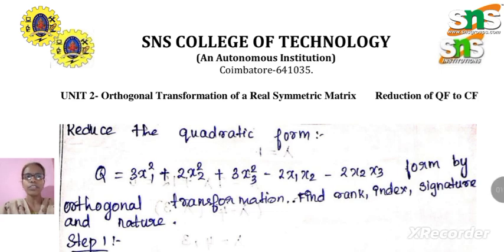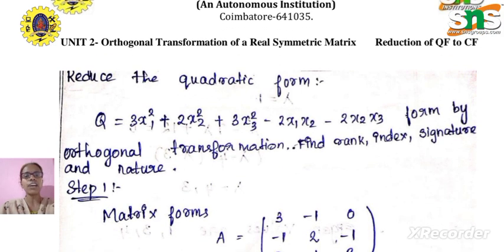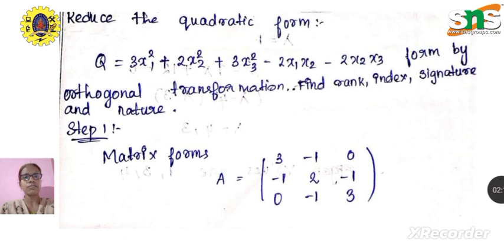Now we are going to see a problem: reduce the quadratic form q equal to 3x1 square plus 2x2 square plus 3x3 square minus 2x1x2 minus 2x2x3 to canonical form by orthogonal transformation. And also we need to find the rank, index, signature and nature. Step 1 is we need to write the matrix form. They have given the quadratic form, we need to write the matrix form, then we are going to follow the same procedure.